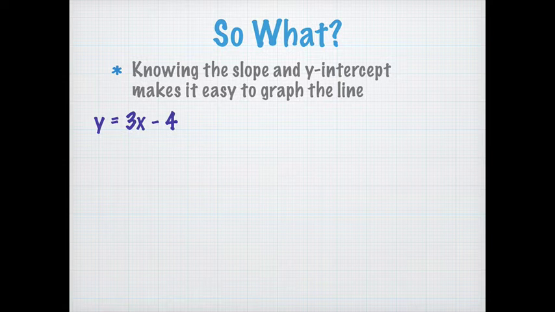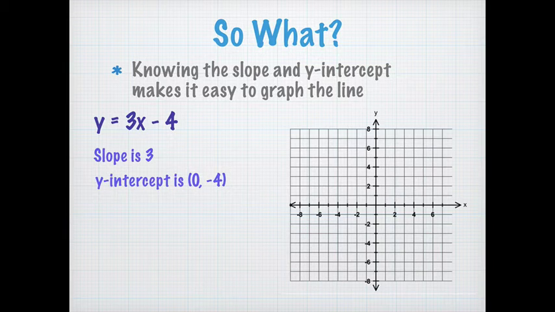Let's go back to y equals 3x minus 4. We know the slope is 3. We know the y-intercept is 0, negative 4. So if I want to graph, I start by placing a point on my y-intercept, and the slope of 3 means 3 over 1, so that means I have a difference in the y-coordinates of 3, difference of the x-coordinates is 1, so that means I can go up 3 and over 1 to find another point, and I can continue doing that till I have enough points so I can draw a nice line. Very important thing to know, and a very handy thing to be able to use to graph lines.